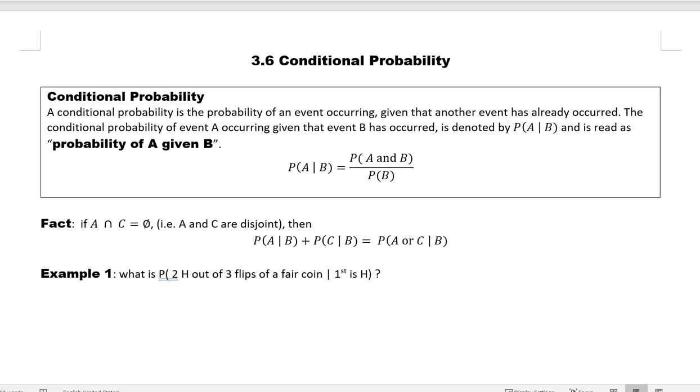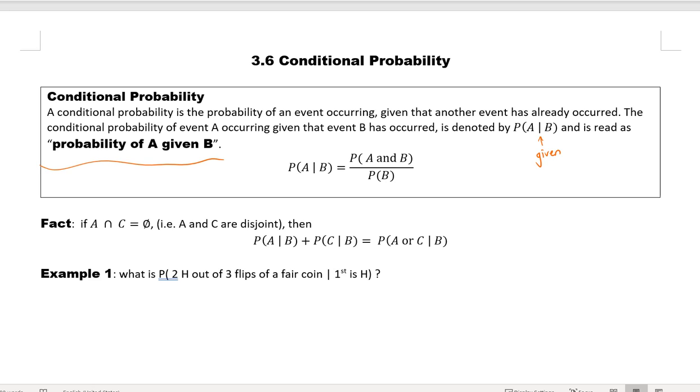Hi everyone! Today let's talk about session 3.6, Conditional Probability. A conditional probability is the probability of an event occurring given that another event has already occurred. The conditional probability of an event A occurring given that event B has occurred is denoted by probability of A given B. So this vertical line is read as "given," okay?